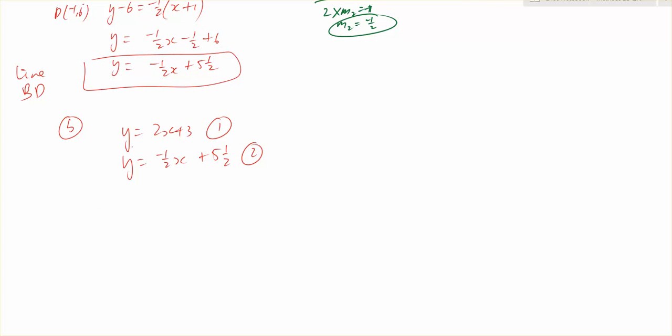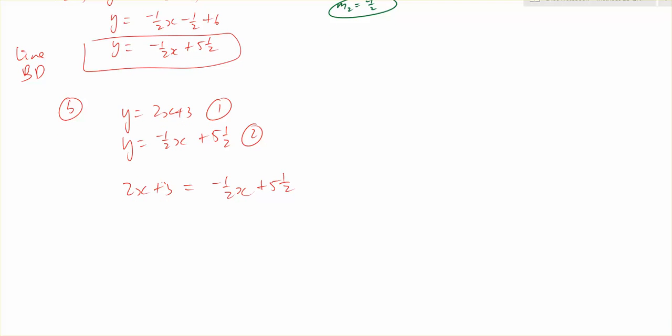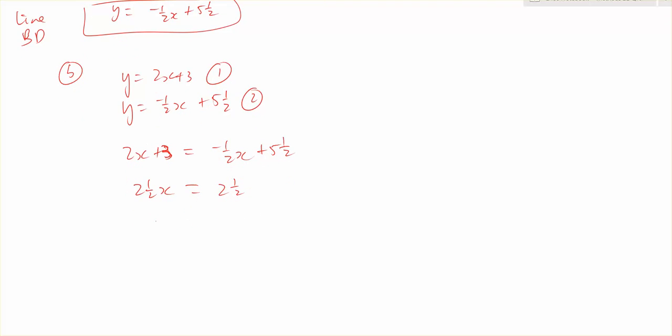Since we have y equals that and y equals that, to find the intersection we can make both of them equal. So therefore, I can make 2x plus 3 equal to -1/2 x plus 5.5. I'll write that better. I've moved the x's onto the left-hand side, so we have 2.5x, and I moved the numbers onto the right-hand side, equals 2.5. So dividing both sides by 2.5, we get x equals 1.